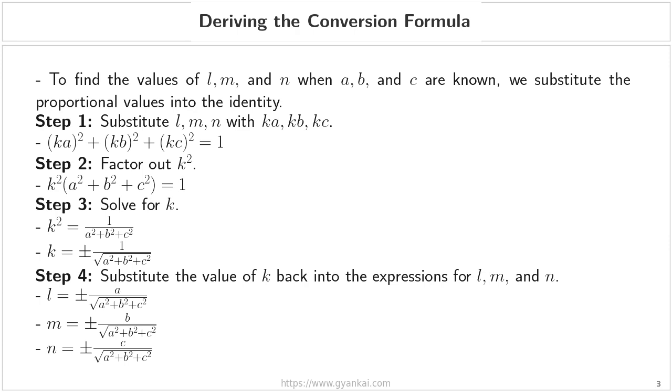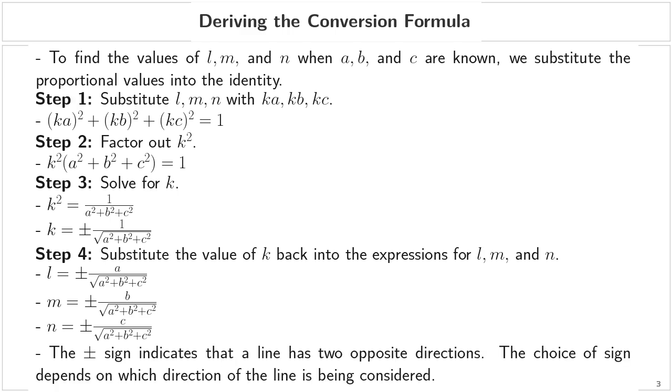Finally, in step 4, we take this value of k and plug it back into our original proportional expressions. This gives us our final conversion formulas. For l, it is plus or minus a divided by the square root of a squared plus b squared plus c squared. Similarly, for m, it is plus or minus b divided by that same square root, and for n, it is plus or minus c divided by that same square root. Before we move on to the step-by-step process in the next slide, I want to highlight that plus or minus sign. It is crucial to remember that this sign indicates that a single line extends in two opposite directions. Depending on which specific direction of the line we are interested in, we would choose either the positive or the negative set of values.